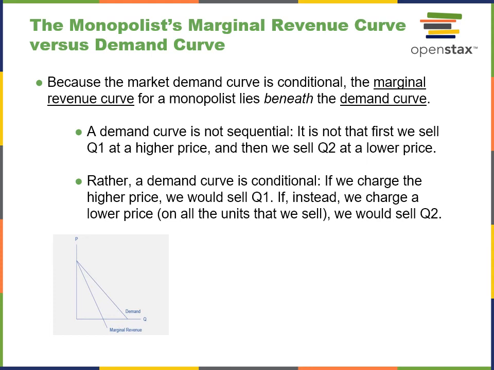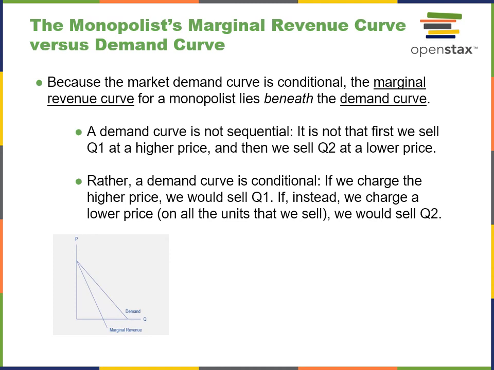So the monopolist has a marginal revenue curve that slopes down faster than the demand curve. And because the market demand curve is conditional, the marginal revenue curve for a monopolist lies beneath the demand curve. The demand curve is not sequential. It's not that first we sell Q1 at a higher price and then we sell Q2 at a lower price. Rather, a demand curve is conditional. If we charge a higher price, we would sell Q1. If instead we charge a lower price on all units that we sell, we would sell Q2.